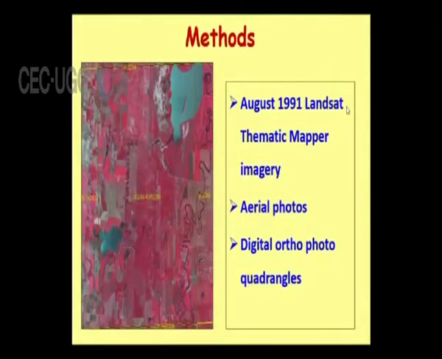Now, what method or experiment are we using? Here we are taking the Landsat Thematic Mapper image. We are also taking another image, the aerial photograph, and the digital orthophoto quadrangles.